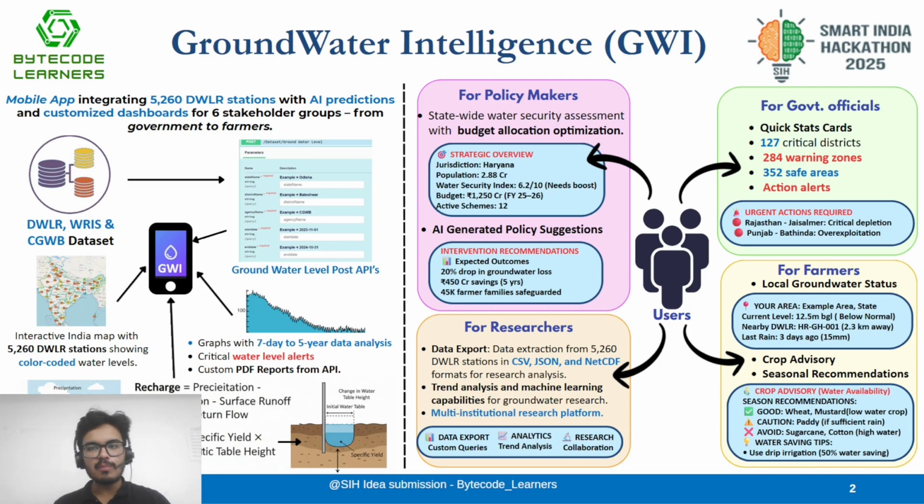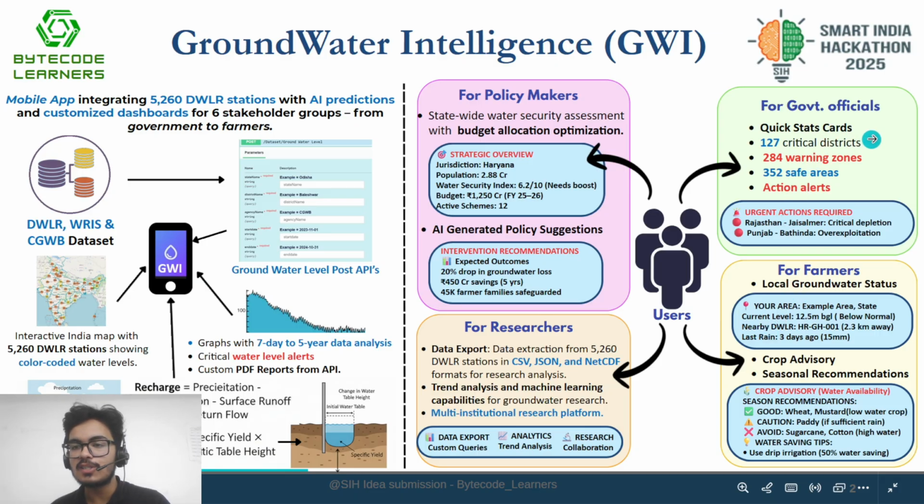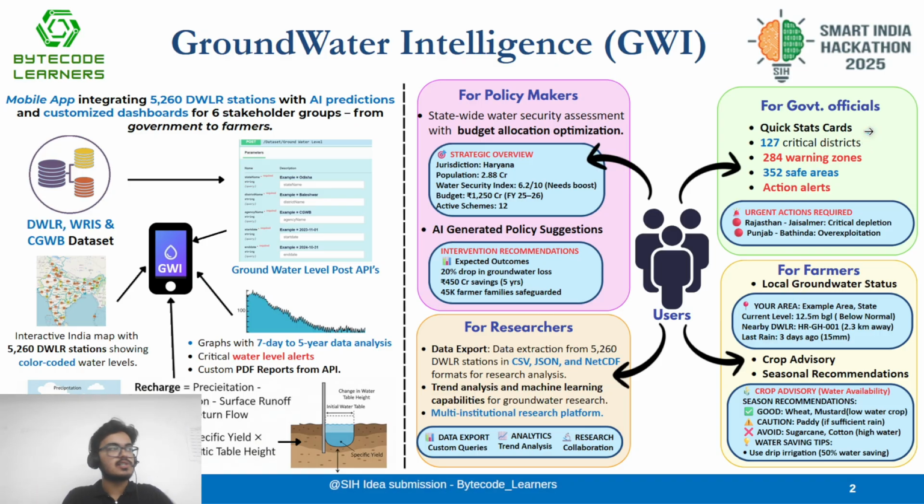Next we have the government officials. If they log into our application, they can get the critical districts, the problematic areas, and warning zones where the water level is too low or too high. For example, Jaisalmer in Rajasthan, or over-exploitation in Bathinda, Punjab. So they can get all of this here in our mobile application.